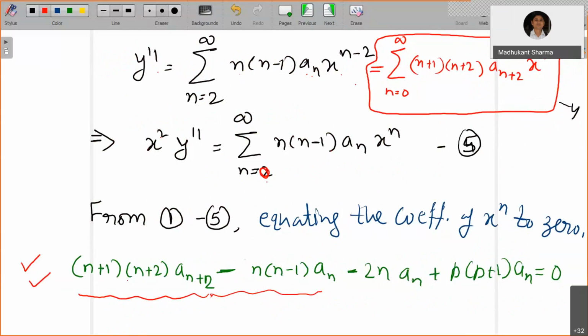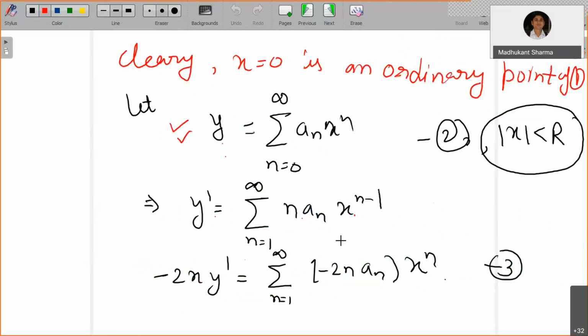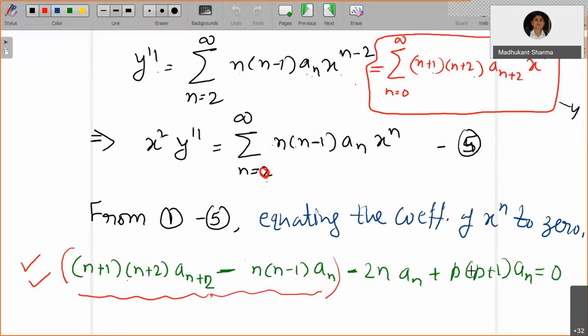The first two terms will give the coefficient of (1 minus x square) times y double dash. In that you have the x to the power n coefficient, and that will be coming from here. So you have (n plus 1) times (n plus 2) minus n times (n minus 1) times an. That is going to be the coefficient of x to the power n. Now minus 2n an will be coming from this term, and the last term, p times (p plus 1) times y, gives p times (p plus 1) times an as the coefficient of x to the power n. So all things will be written here.